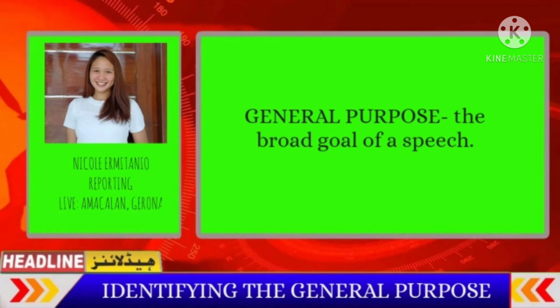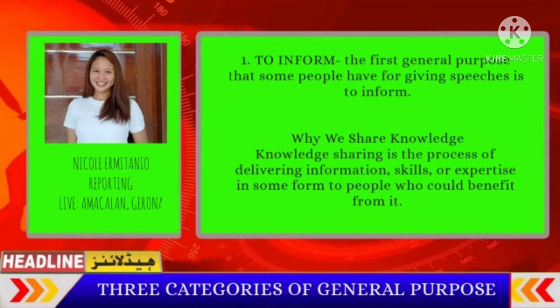General purpose. The broad goal of a speech. To inform. The first general purpose that some people have for giving speeches is to inform. Simply put, this is about helping audience members acquire information that they do not already possess. Audience members can then use this information to understand something. For example, a speech on a new technology, a speech on a new virus, or to perform a new task or improve their skills. For example, how to swing a golf club, how to assemble a layer cake.